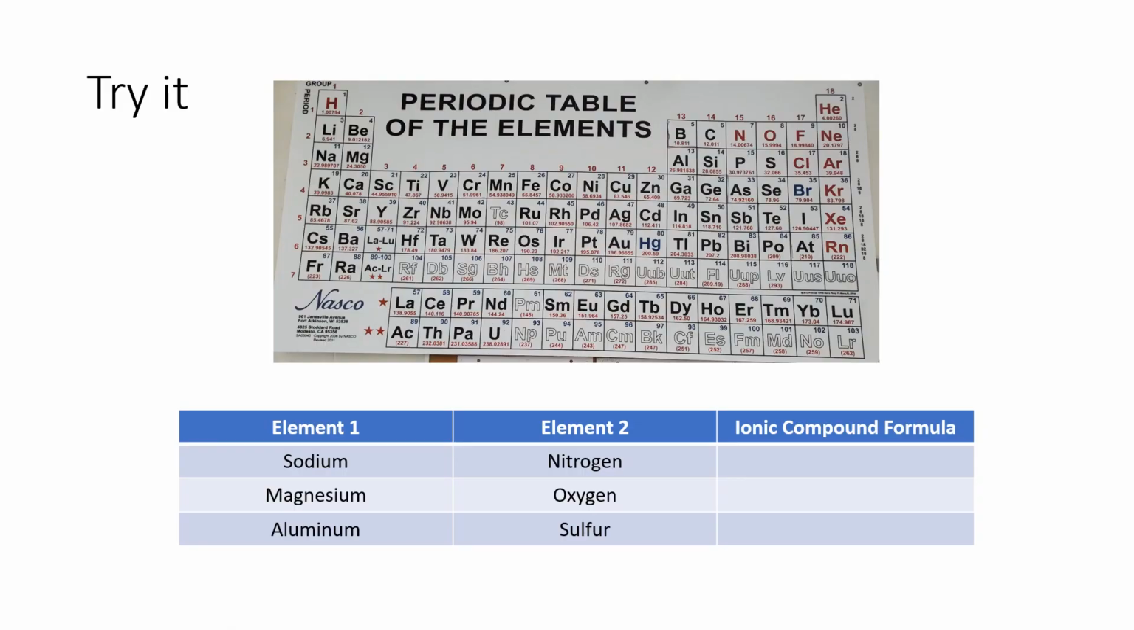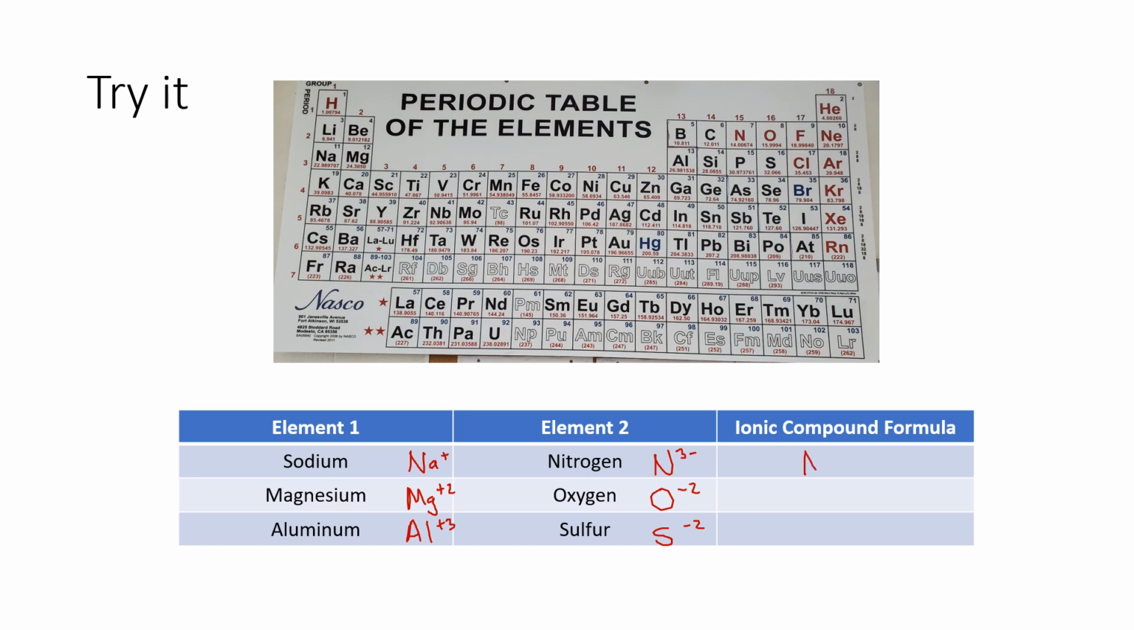So here's a few more to try. We got sodium again, which we know is +1, nitrogen, which is -3, magnesium, which is +2, oxygen, which is -2, aluminum, which is +3, sulfur, which is also -2. And then we can do our crisscross to quickly work out the formula.